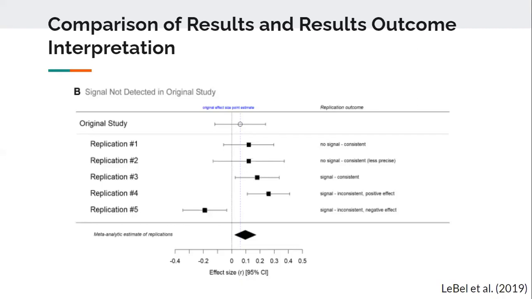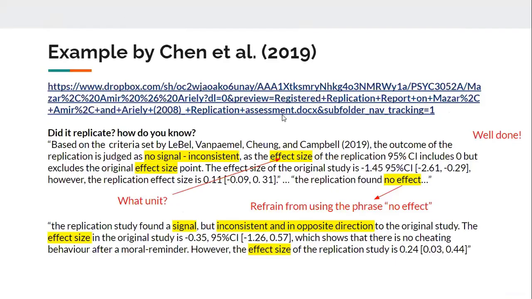With a significant effect in the opposite direction in the replication. So here, this is negative, and the original is positive. So this is an example from last year. They used the Levin et al. 2019 criteria correctly. As you can see, the replication failed to find support for the original hypothesis.